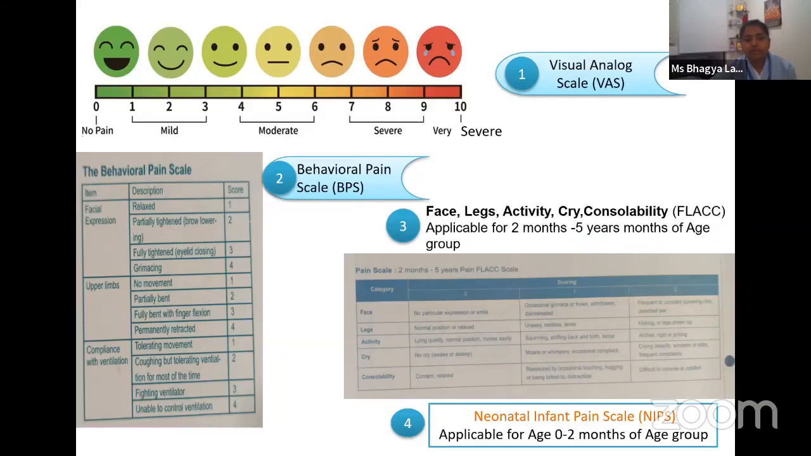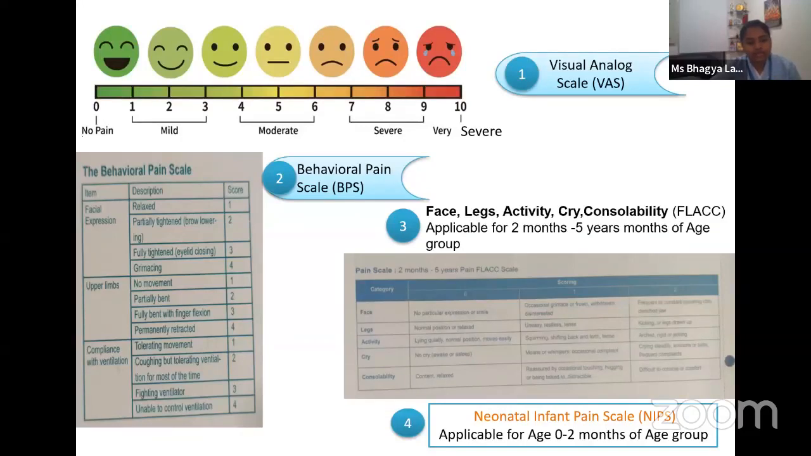If there is no movement, the patient is comfortable. If partially bent, it goes to fully bent with finger flexion, which is 3, and permanently retracted, 4. So the moment the score is coming up, like if it is 1, it's okay. Then we have to calculate the score.